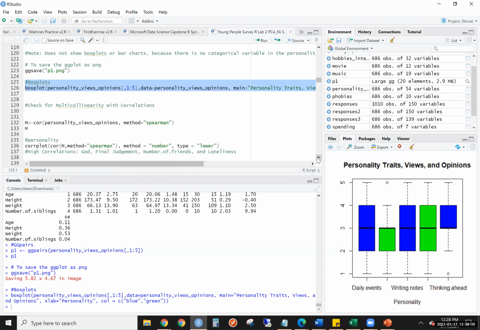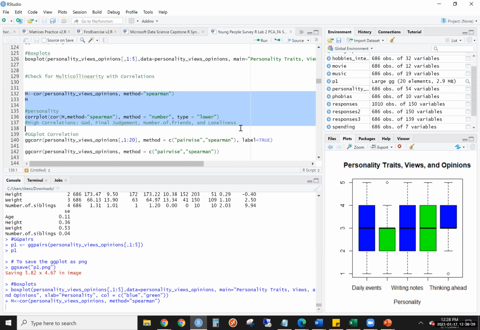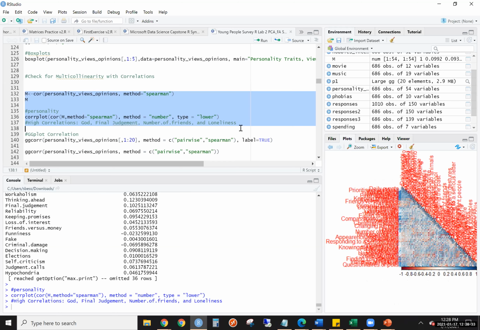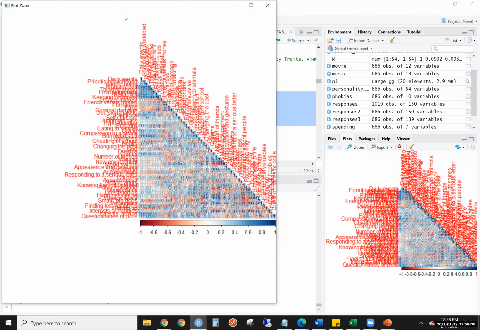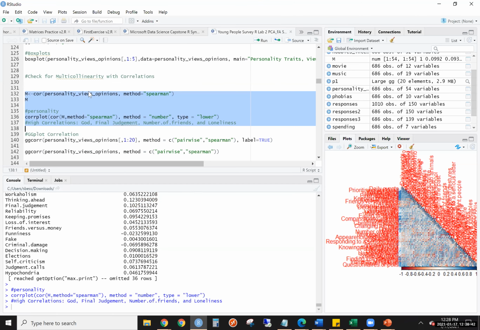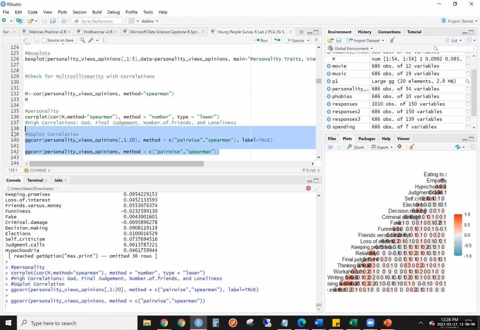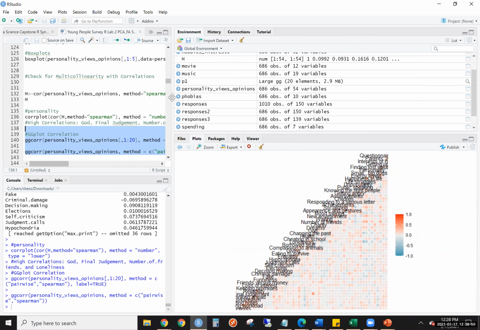We can check for correlations and multicollinearity using the corr plot. You can see this is very messy because we have a lot of variables here and the variable names are very long, so this might not be very helpful. We can also look at the ggcorrplot. This might be a little bit more helpful. Obviously, we need to expand this out.